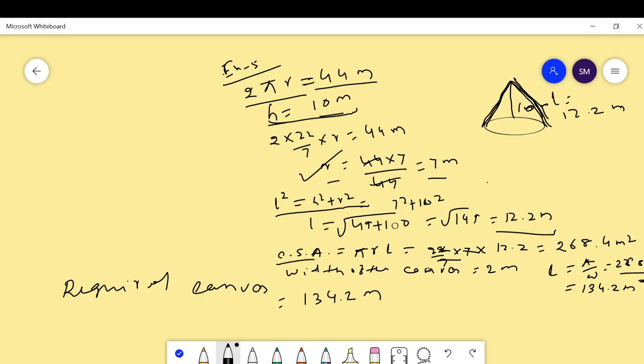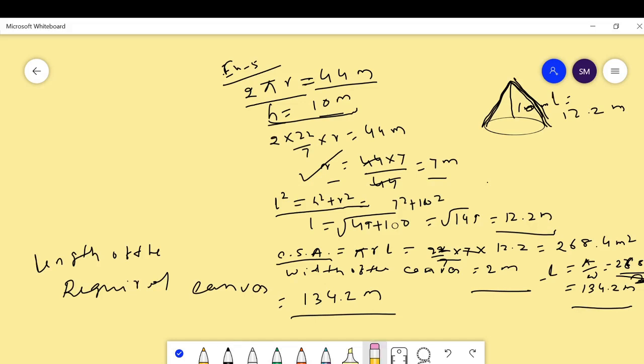Then we have to find out the curved surface area, because the amount of canvas required for making the tent is equal to pi r l. By applying this we find the area is 268.4 meter square, but the width of the canvas is already given as 2 meter. Then the length of the required canvas is the curved surface area divided by 2, because the width of the canvas is 2 meter. Then we get 134.2 meter length of canvas required for making the tent.